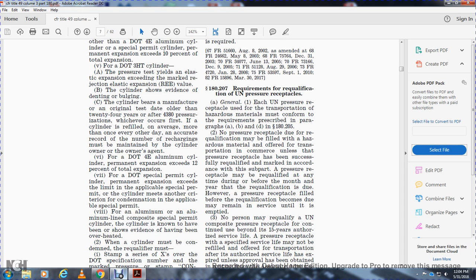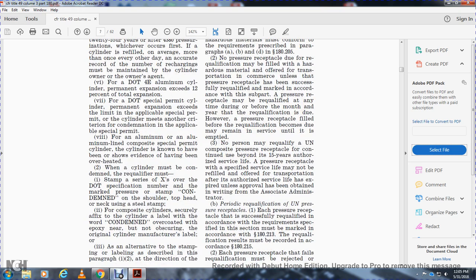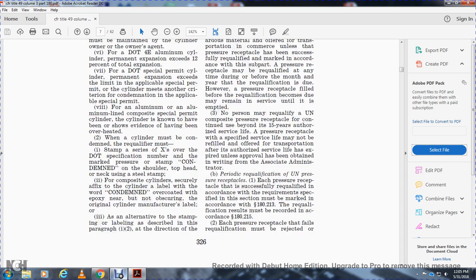8. The aluminum and the aluminum lime composite special material cylinders showing evidence of denting and also evidence of having the oven over the teeth. The cylinder must be condemned with the qualifier stamp with a series of X's over the DOT specification number and the marked pressure, from the top of the condemned mark on the shoulder, the top of the neck, or even in steel stamp.